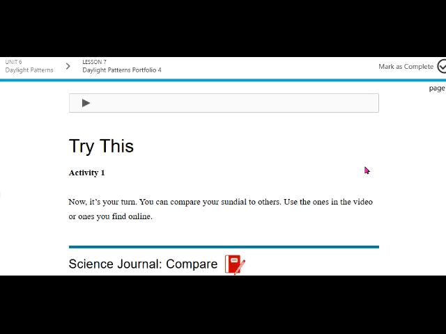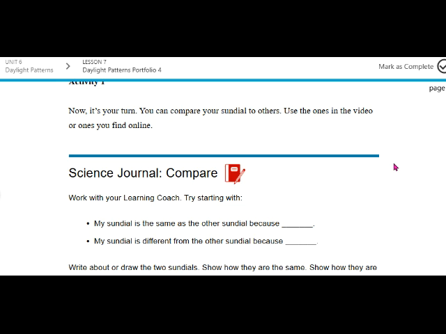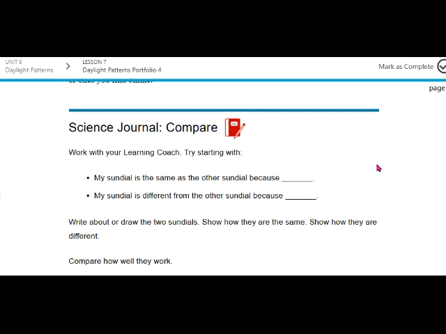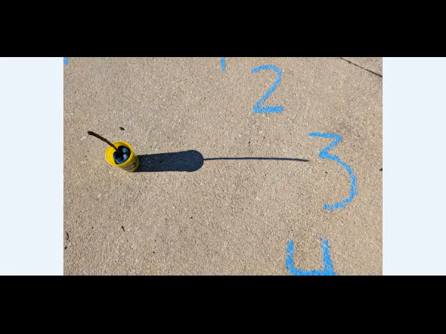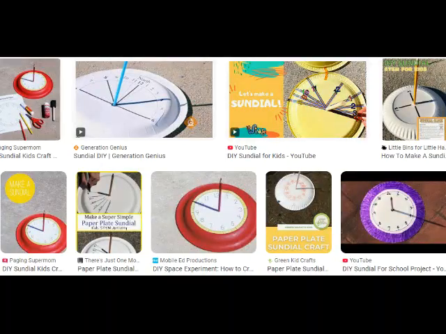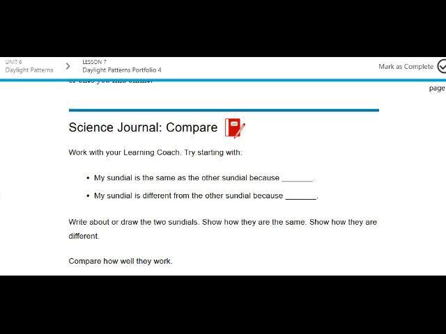Now it's your turn. You can compare your sundial to others. Use the ones in the video or ones you found online. So you can use the ones from the video. You can use Mrs. C's if you would like to. You can also do a search online. So right here, I just typed in making a sundial for kids, and I found many examples. So you can look at any of these examples and you can compare the sundial you made to one of these. It's up to you which sundial you decide to compare.